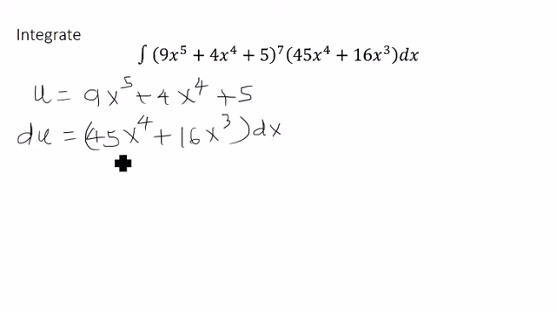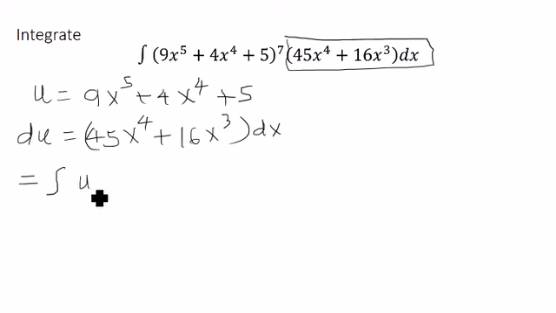So this is exactly what we have as the second part of this expression here. So this whole entire expression is going to change into the expression of u. So the integral sign, and then the first part is 9x to the 5 plus 4x to the 4 plus 5. This whole thing is going to become a u, and then we have the power 7 there. So u to the power 7, and then the rest of it is going to become du. Okay, so this looks much simpler than the original expression.